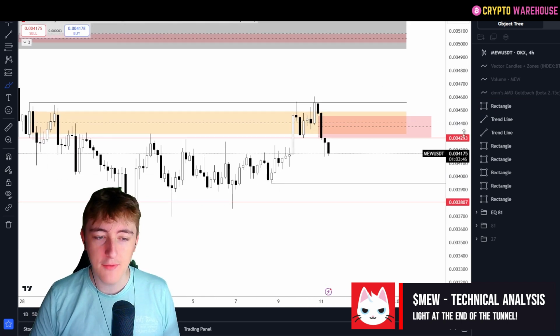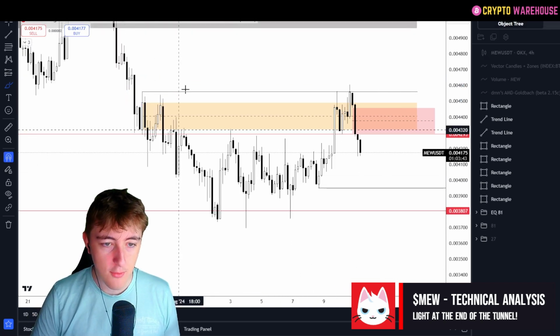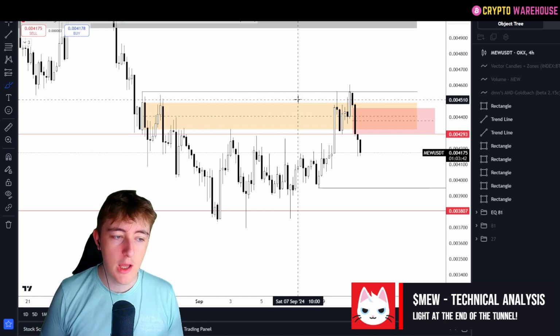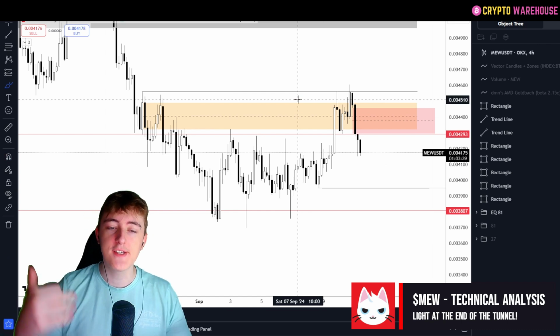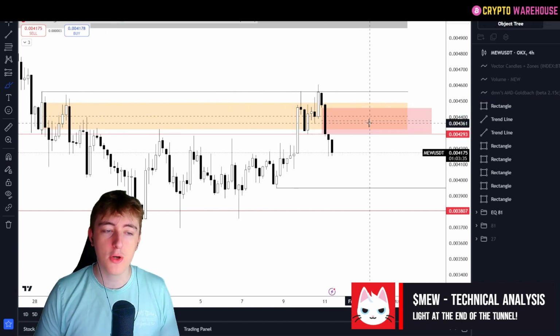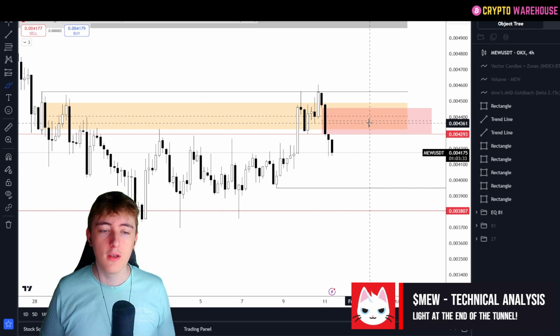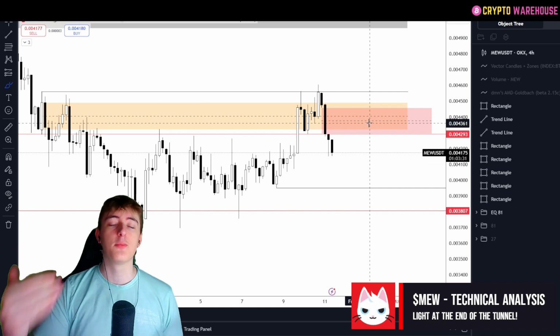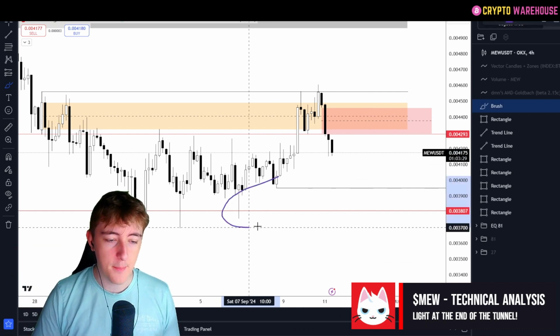However, we do have, number 1, this sweep of liquidity right here, which is not going to help us at all in terms of coming upwards. This is going to change our sentiment to come down again. We've also got this fair value gap in the order block, which is just a big whole load of difficulty for us to try and get back upwards. And additionally, we have these big lows down here.